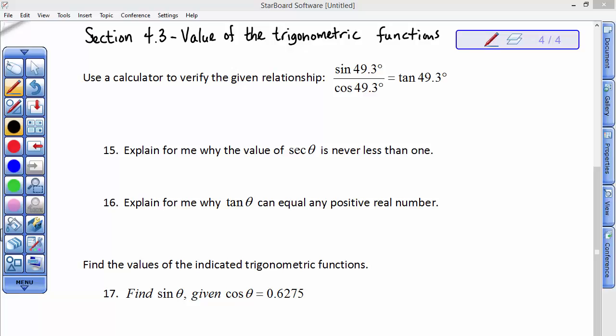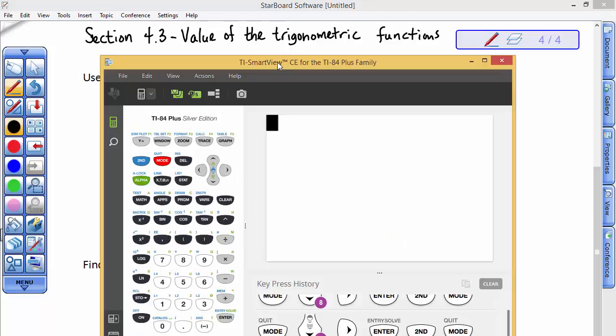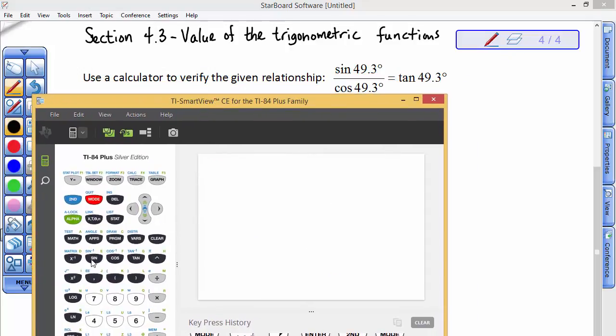Let's close this section by looking at some interesting, thought-provoking ideas about trigonometry. This first one says to use a calculator to verify this relationship, that the sine of 49.3 divided by the cosine of 49.3 is equal to the tangent of 49.3. So let's do it.